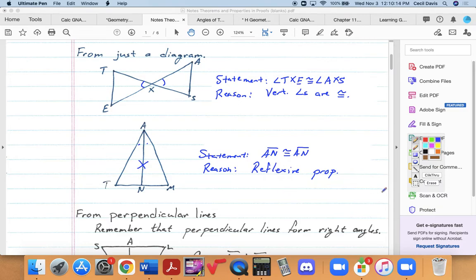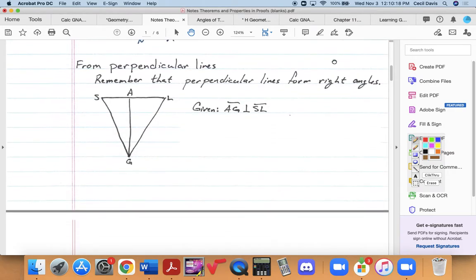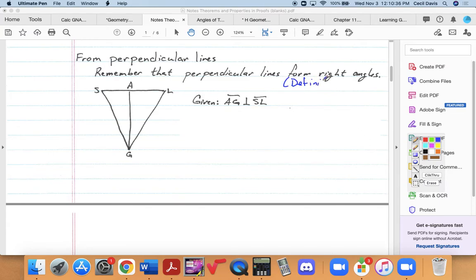Okay? All right. So again, going back to things that we did earlier this year, perpendicular lines. The definition of perpendicular lines is that perpendicular lines are two lines that intersect to form right angles. So you might want to add that, that's the definition of perpendicular lines.